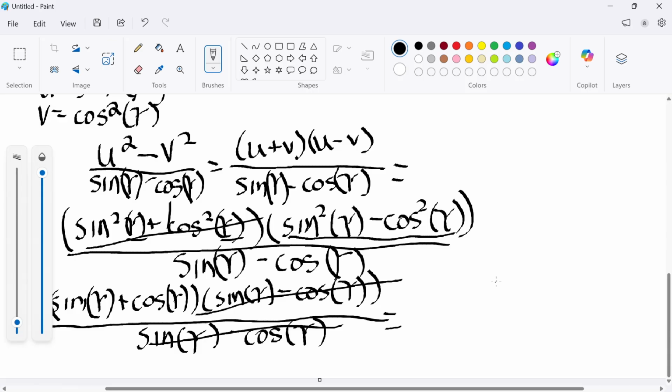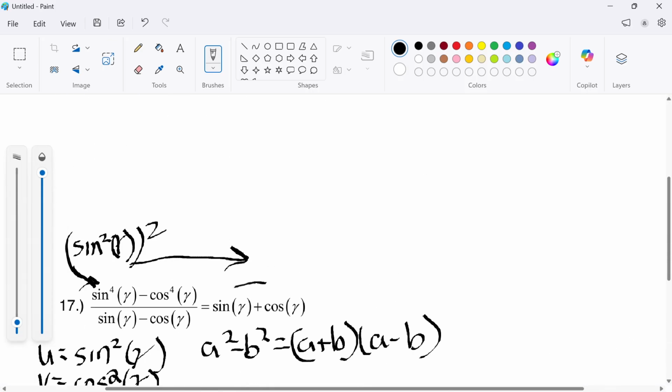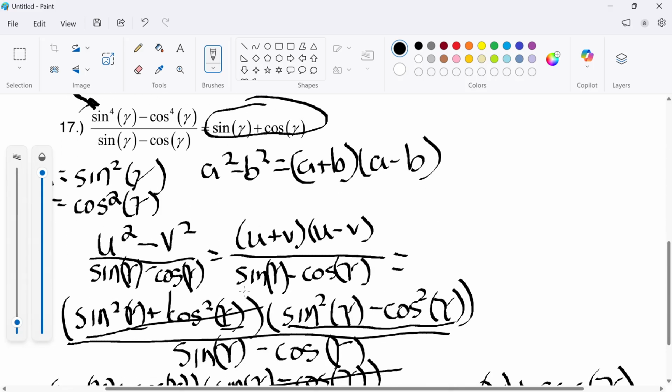All I'm left with is sine gamma plus cosine gamma. And that's what I wanted to show. I wanted to show that it was equal to sine gamma plus cosine gamma.